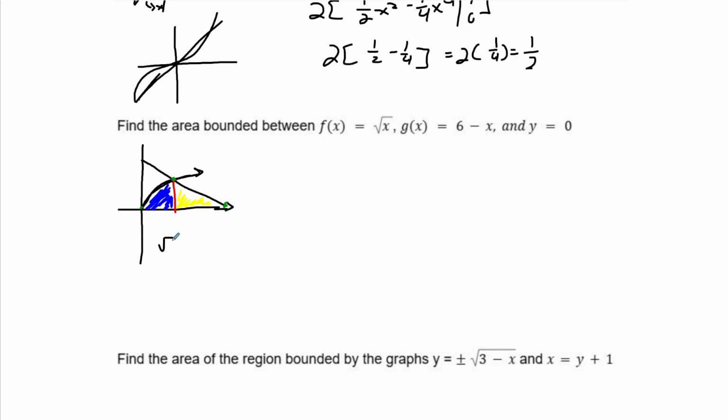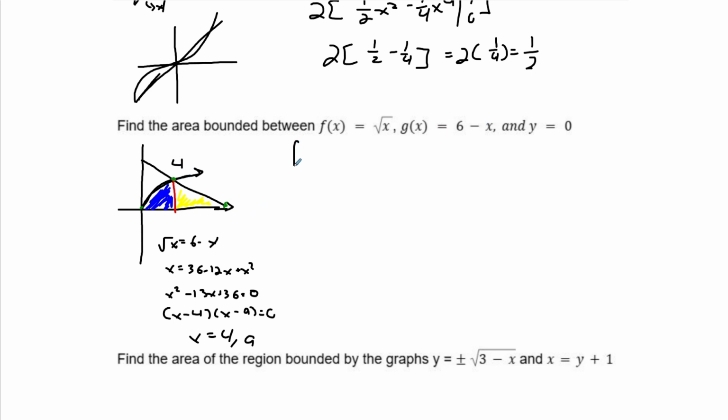So we can say that root x equals 6 minus x. So we can say that x equals 36 minus 12x plus x squared. And then we could say that x squared minus 13x plus 36 equals 0, right? So we could factor this into x minus 4 times x minus 9 equals 0. And then we could say x equals 4 or 9. Now, obviously, this is not going to be 9. And why is that? Well, because if x was 9, then our g of x would be -3. So it looks like it's going to be 4.